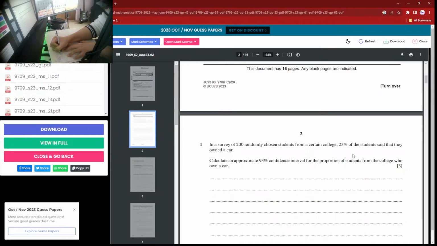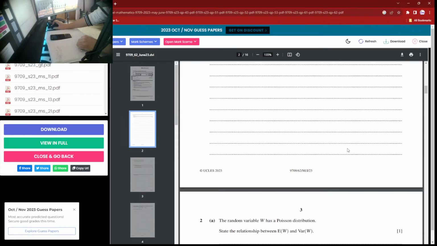So from this one, we will get 0.23 plus or minus 1.811 root of 0.23 times 0.77 over 200. If it's plus, we would get 0.284, and if it's minus, we would get 0.176. So that's your confidence interval. Okay, moving on.